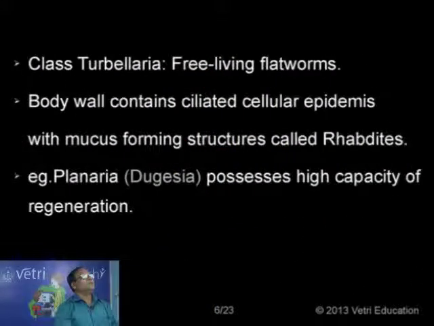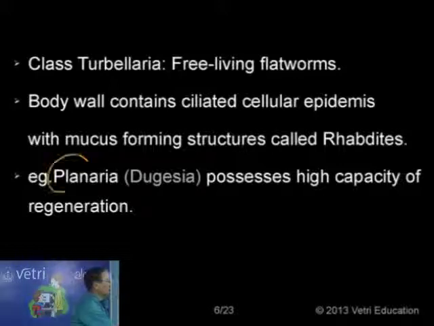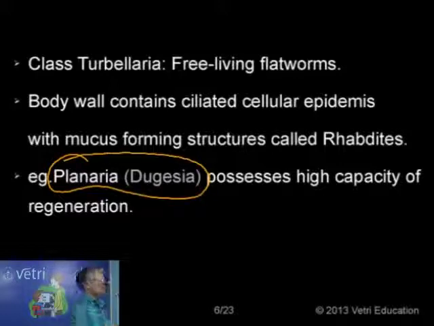Now, the classification. This group includes three different classes. Number one, Turbellaria. This is the only class which includes free-living forms. The organisms are commonly called planarians, the scientific name being Planaria.